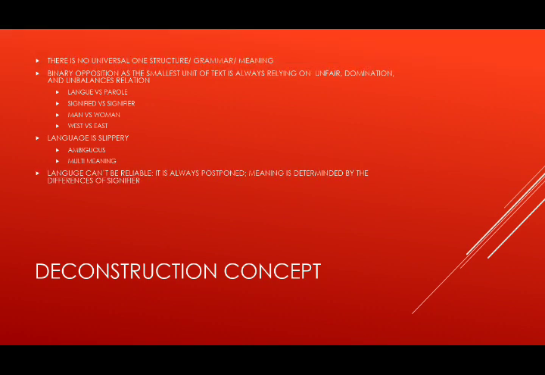And so, because language is slippery, ambiguous, multi-interpretative, multi-meaning, language cannot be reliable. It's always postponed. Meaning is determined by the differences of signifiers. Because language is ambiguous, we cannot rely on it. We always think twice. We will not get the one and only meaning. There will always be lots of meanings. Okay, that is the concept.